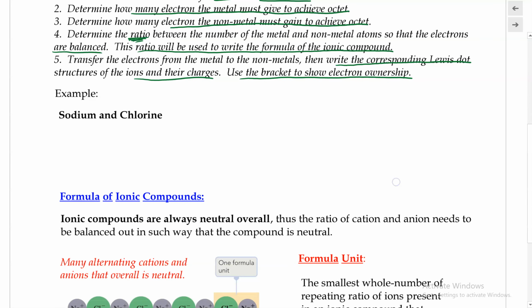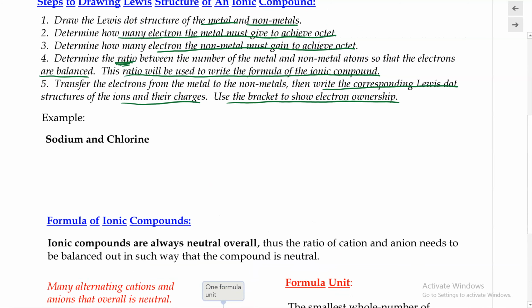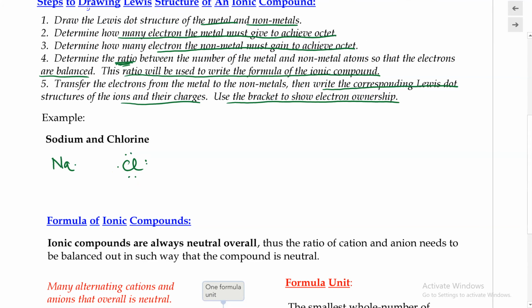Now, here is an example to make sure we understand and know how to follow all of these steps. First, the ionic compound between sodium and chlorine. Here we can see that for sodium, the Lewis dot symbol is Na with 1 dot. And for chlorine, it is Cl and it has 7 dots. So what we have done now is just complete step 1.